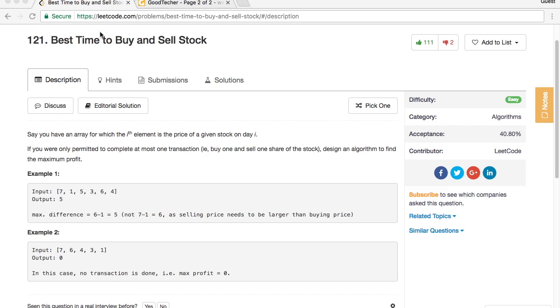This is GoodTecher. This time we are going to solve the LeetCode coding problem, Best Time to Buy and Sell Stock. You have an array for which the ith element is the price of a given stock on day i. If you were only permitted to complete at most one transaction, where a transaction means buy one and sell one share of the stock, design an algorithm to find the maximum profit.